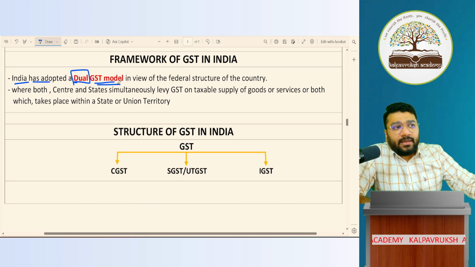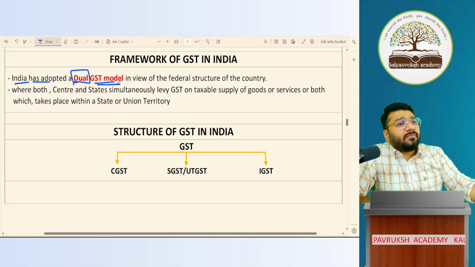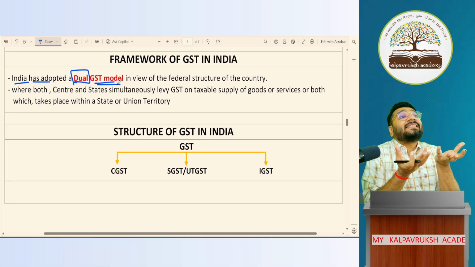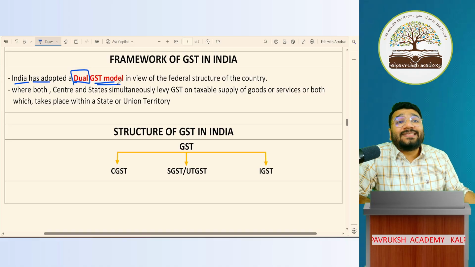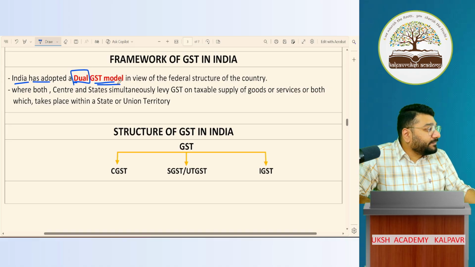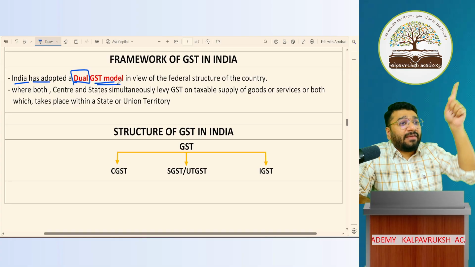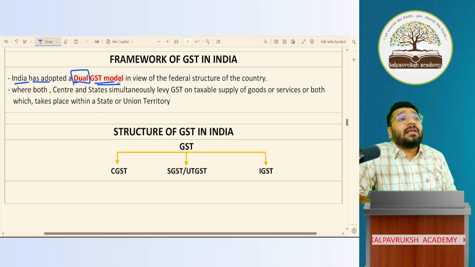Is there a single model also? Yes. In all those countries where there is only one government, we have the single GST model. In all those countries where we have dual government, one central government and another state government, there we follow the dual GST model. Now understood? Our country is run by two governments. At the national level it is run by the central government. At the state level it is run by the state government.